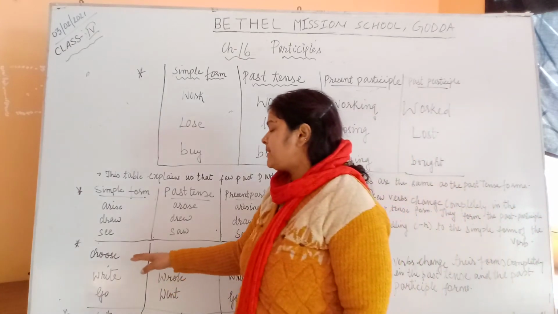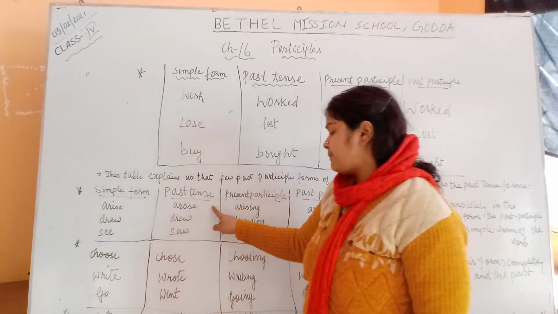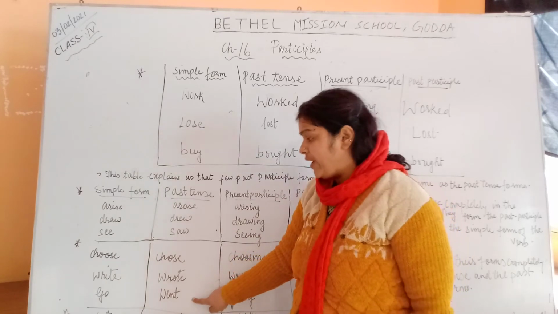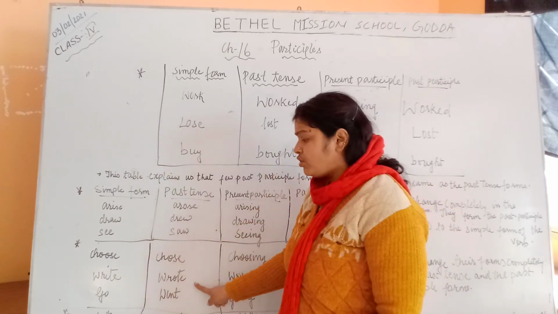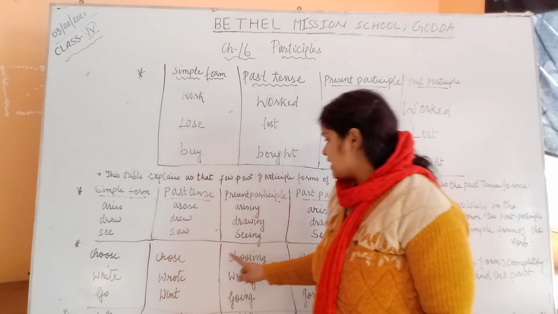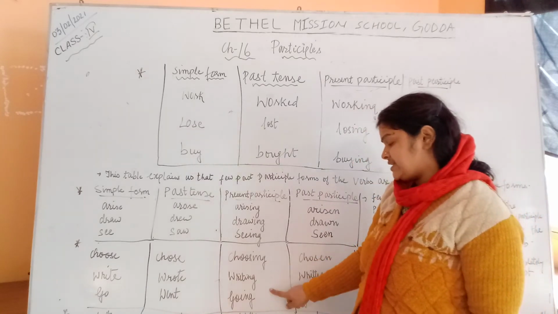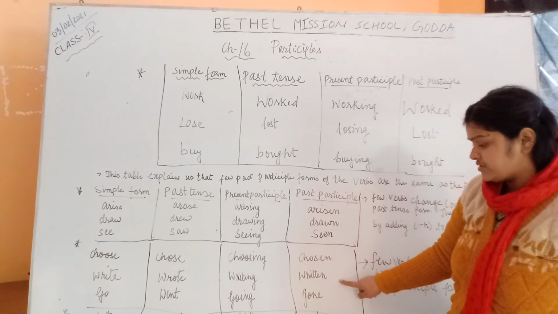In the second table, the simple forms are choose, write and go. In the past tense, they change into chose, wrote, went. See, choose is changing into chose, write is changing into wrote, go is changing into went in the past tense. In the present participle, it is choosing, writing, going, and ing is being added to the main verb. While in the past participle form, chosen, written, gone.